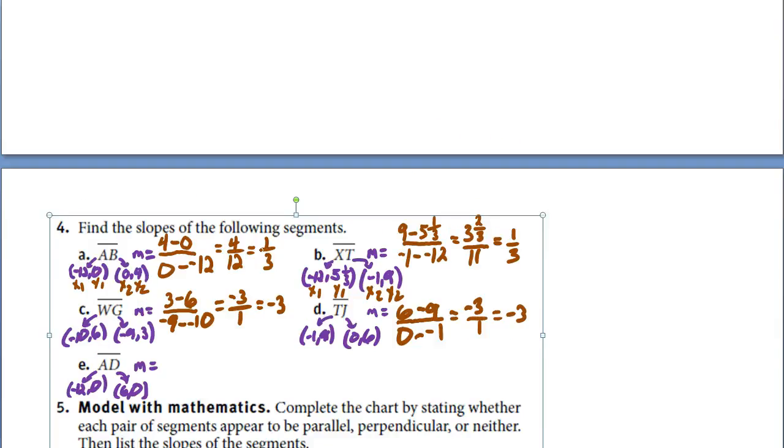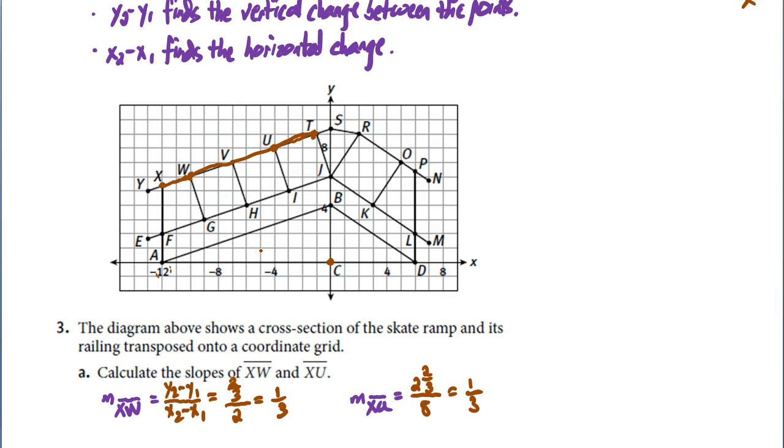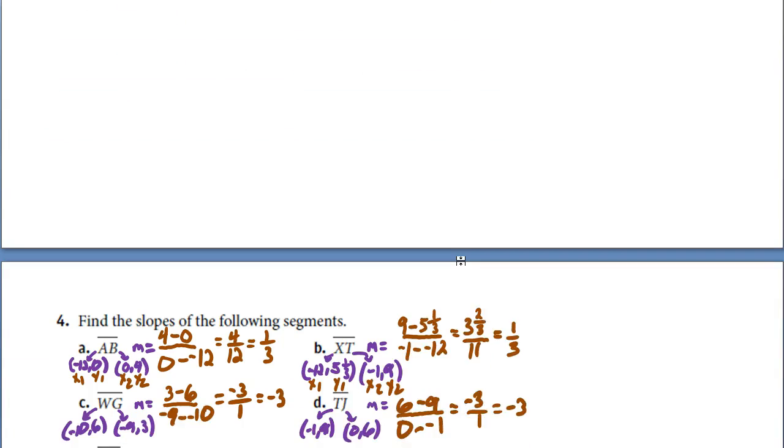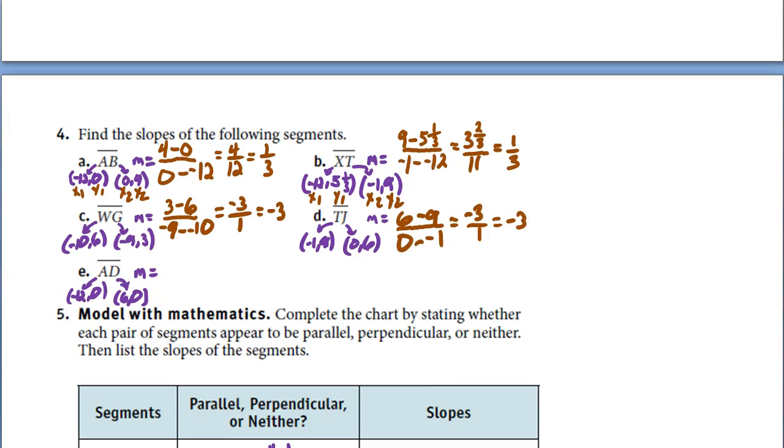So what I did was I went to that picture. I found the ordered pair for point A. I found the ordered pair for point D. It was over here. And I wrote those in purple. We have negative 12 comma 0 and we have 6 comma 0.